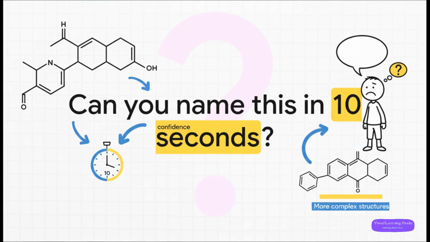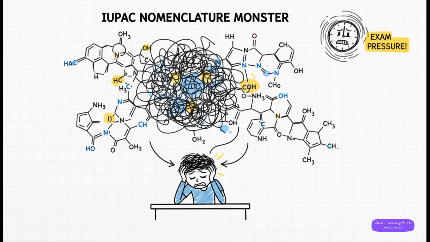Look at this thing on your screen. I'm giving you 10 seconds, try to name it. Go on, I'll wait. Time's up. So, how'd you do? If your brain just went into panic mode, hey, that's completely normal. You are not alone. But here's the deal, stick with me, and by the end of this, you'll be able to name things way crazier than this without even breaking a sweat. For real.